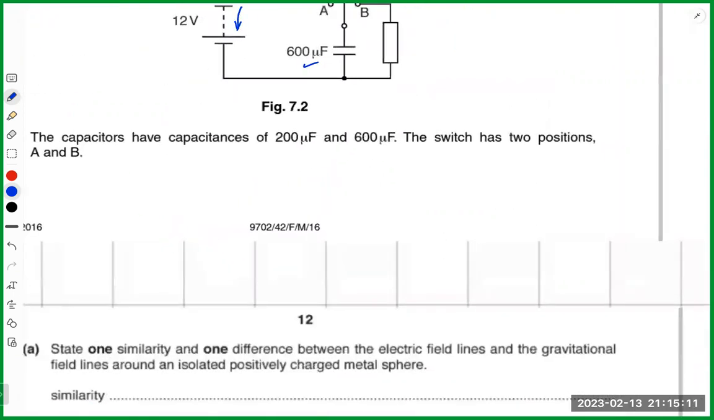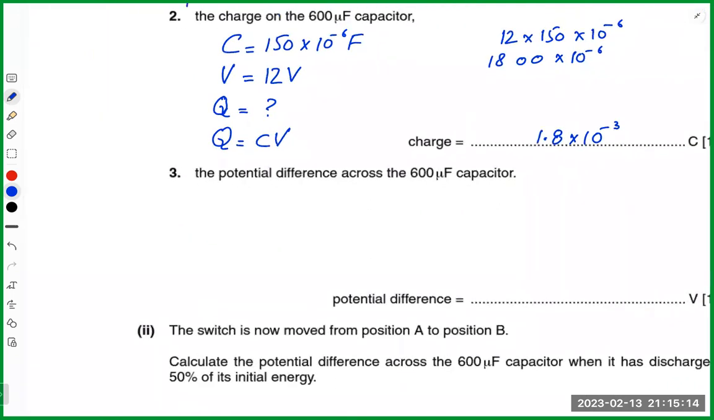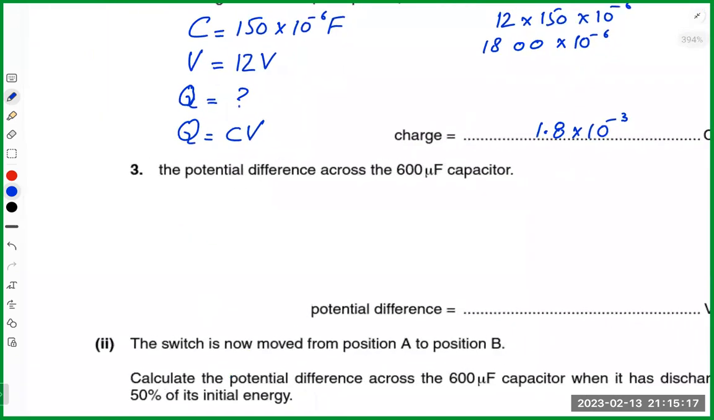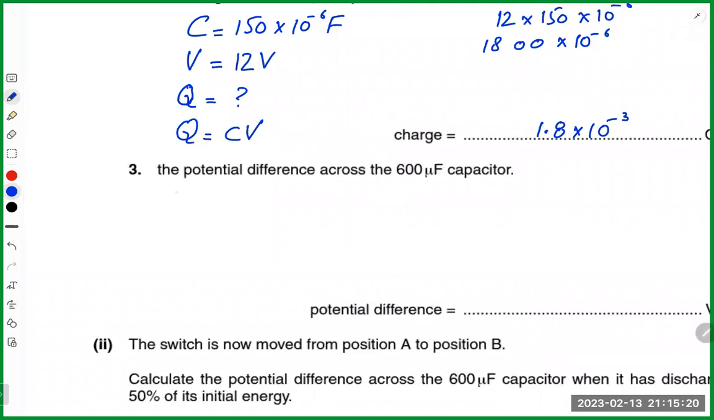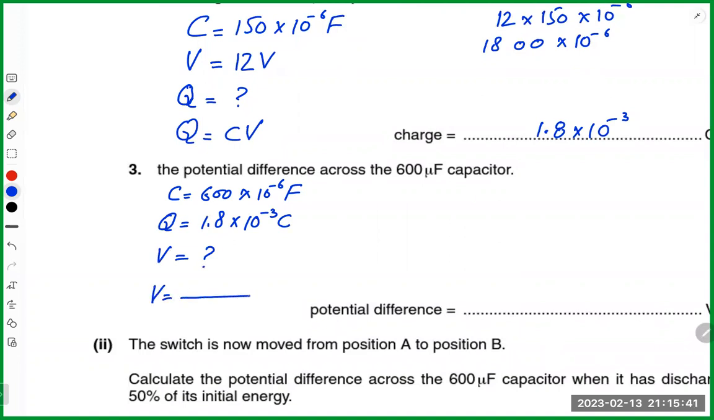Now, the potential difference across this one. So if you know capacitance is 600 microfarad, or I should say 600 into 10 to the power minus 6 farad, and charge is 1.8 into 10 to the power minus 3 coulomb, and we need potential difference. I hope you know potential difference equals charge divided by capacitance. So 1.8 into 10 to the power minus 3 divided by 600 into 10 to the power minus 6.